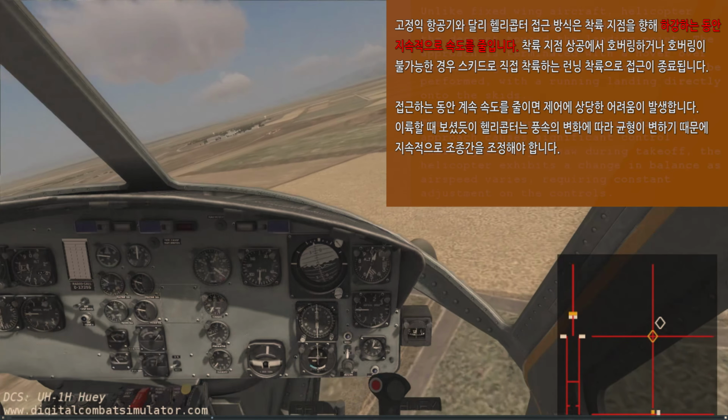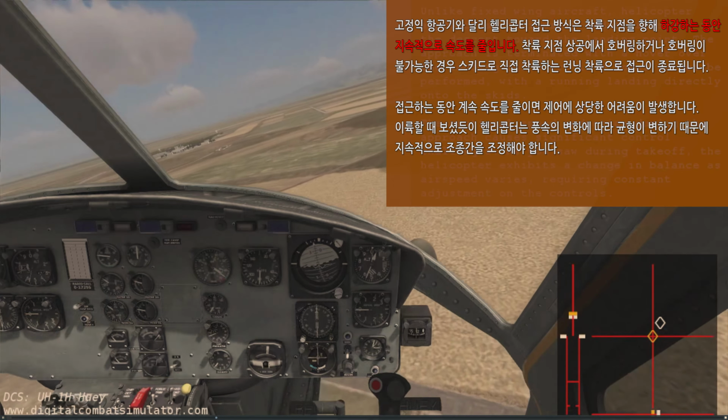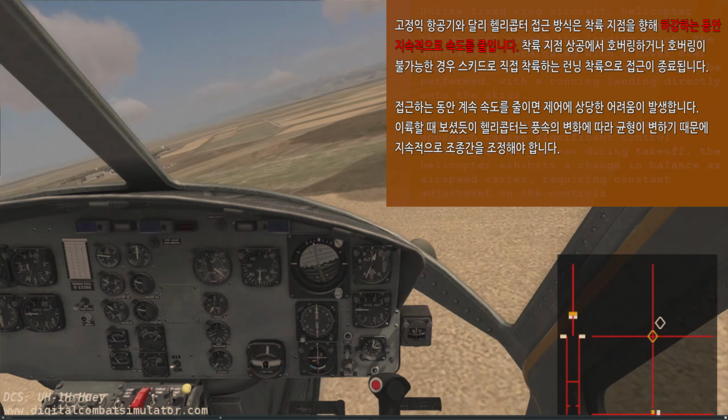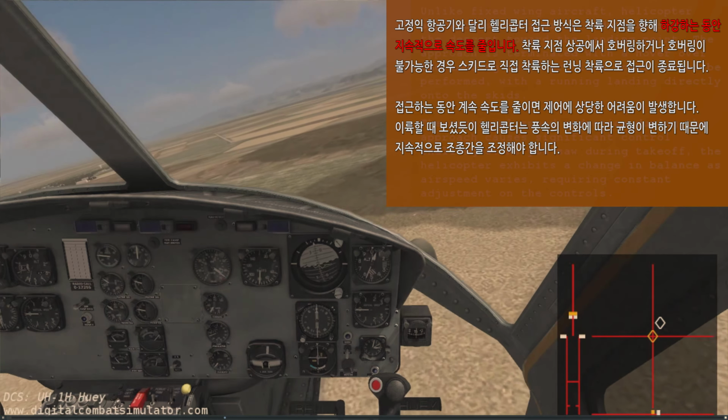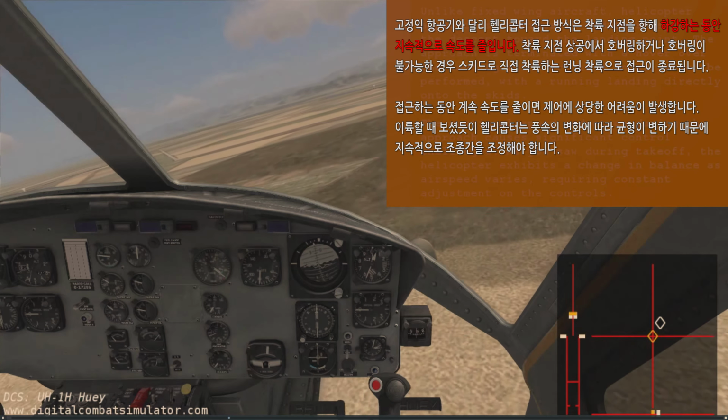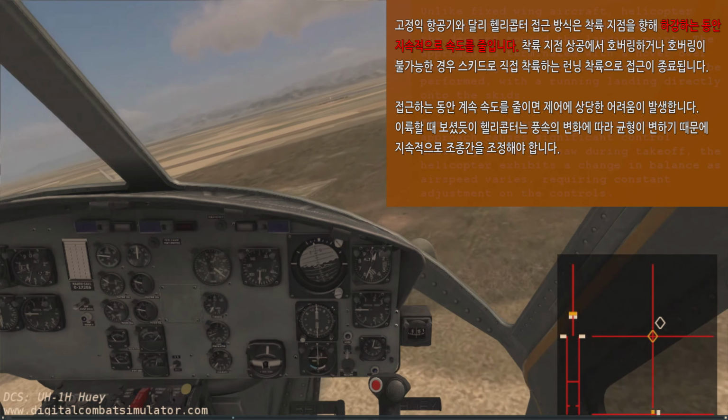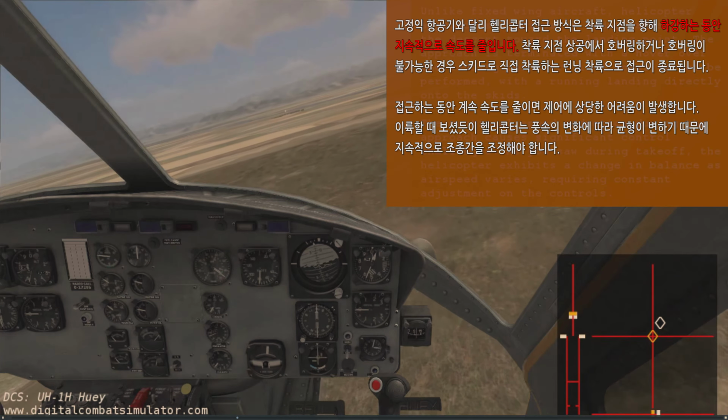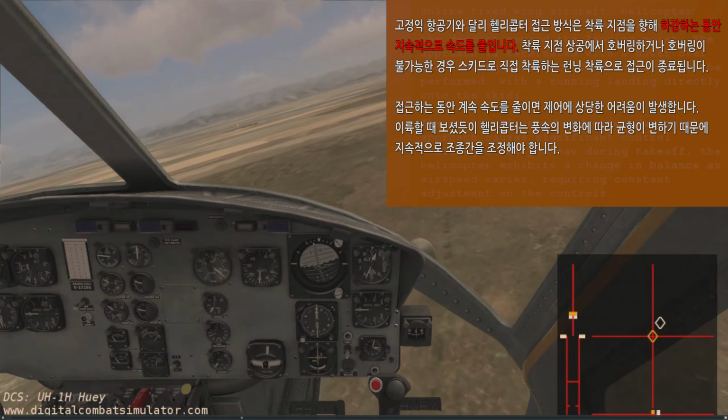Unlike fixed-wing aircraft, helicopter approaches continually reduce airspeed in the descent toward the landing point. The approach is terminated with a hover over the landing point, or if a hover cannot be performed, with a running landing directly onto the skids.